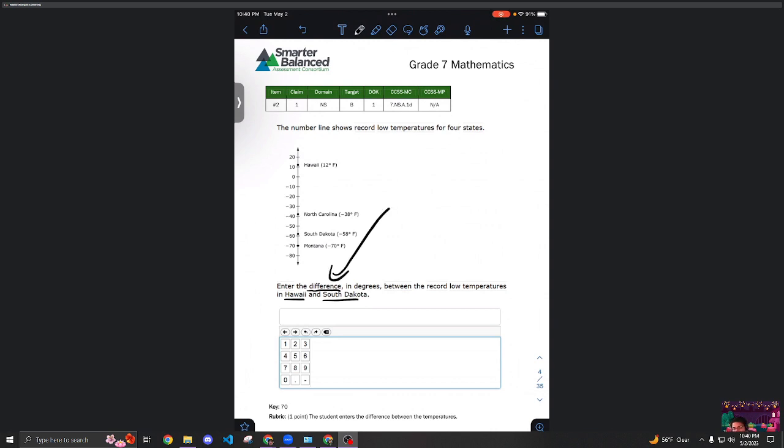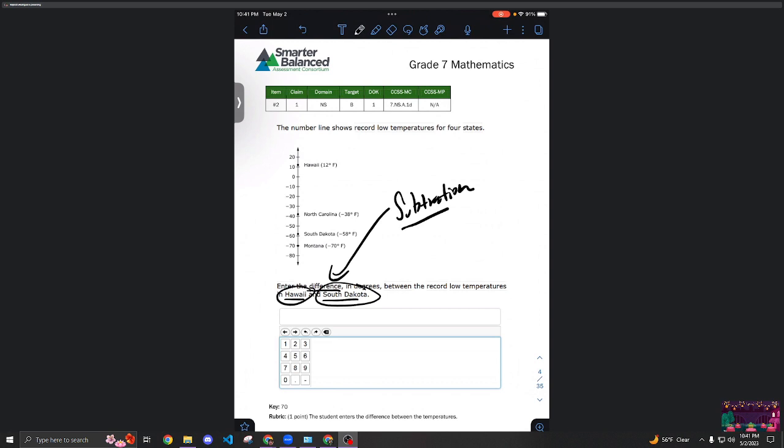Tell me right now, what does the difference mean in math? What operation is difference? Is that addition, subtraction, multiplication, or division? Hopefully you said subtraction. So it's saying, enter the difference, which is subtraction, between the record low temperatures in Hawaii and South Dakota. All right, so it's just asking us to subtract the temperatures of Hawaii and South Dakota.